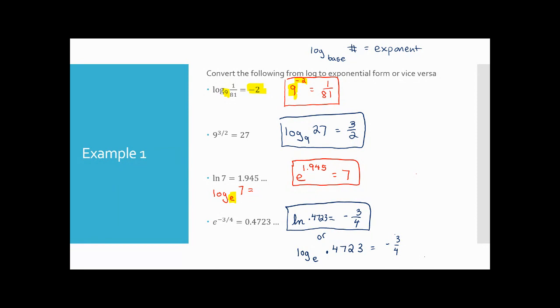Essentially, whenever we work with logs and natural logs, we're going to end up with a lot of decimals. These things rarely come out to nice numbers, very, very rarely. So we're going to be dealing with a lot of decimals, especially when you put them in your calculator.